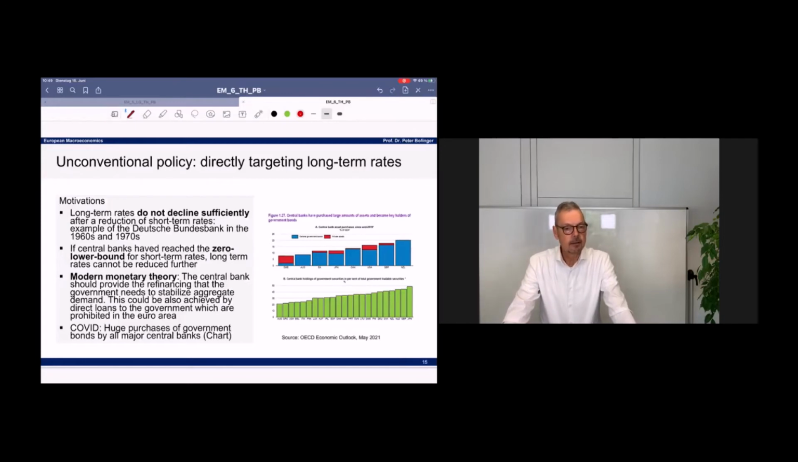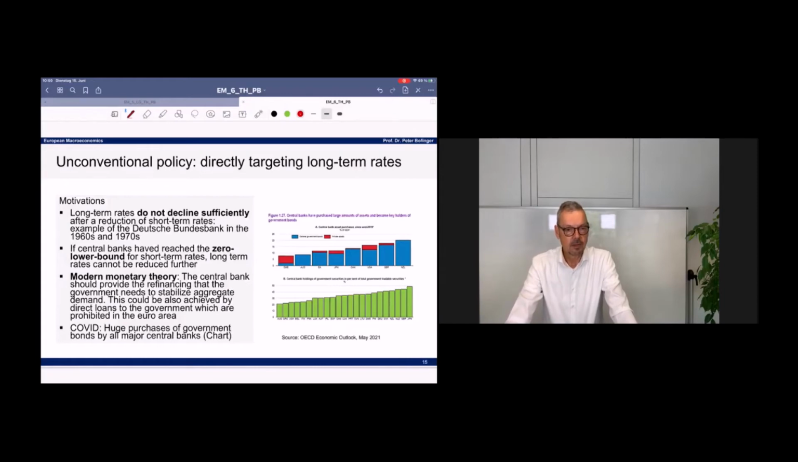We have already seen that the connection between short-term rates and long-term rates is not too direct, and that it can change. And so if you reduce short-term rates, sometimes the reduction in long-term rates is very, very slow. So one motivation for directly targeting long-term rates is if you have a period where long-term rates remain higher than required from the viewpoint of the central bank. And so already in the 1960s and 1970s, the Deutsche Bundesbank had been buying major amounts of government bonds to bring long-term rates down faster than without these operations.